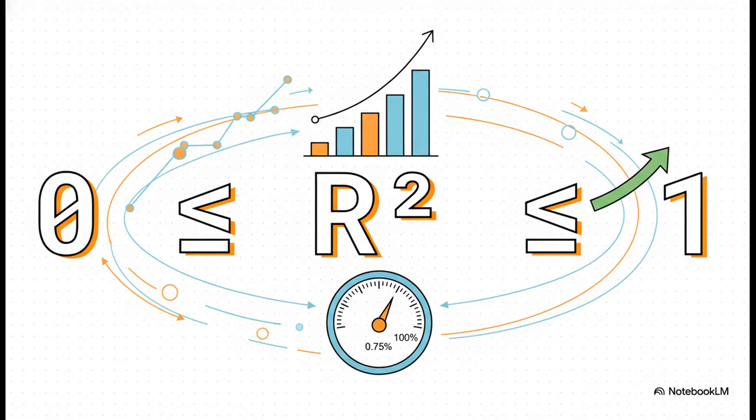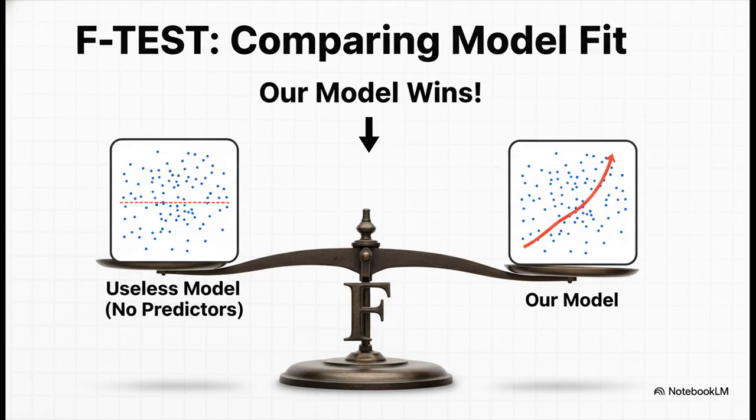Higher is usually better. The F-test, on the other hand, is our formal stamp of approval. What it does is it puts our model into a cage match against a totally useless model, one with no predictors at all. If we get a significant F-test, it means our model won the fight. It provides a statistically better explanation than just random noise. It confirms that our variables, all taken together, have real explanatory power.